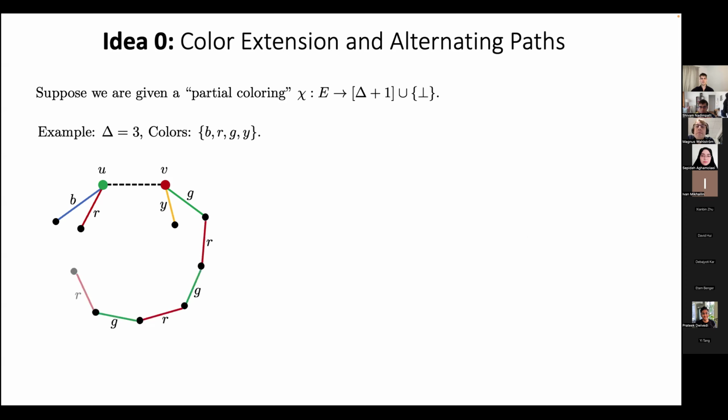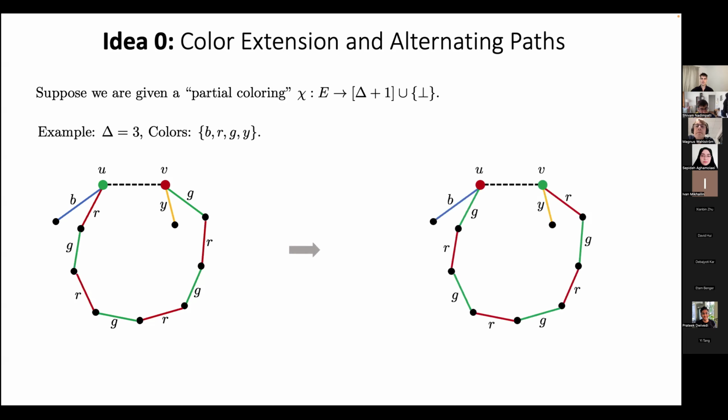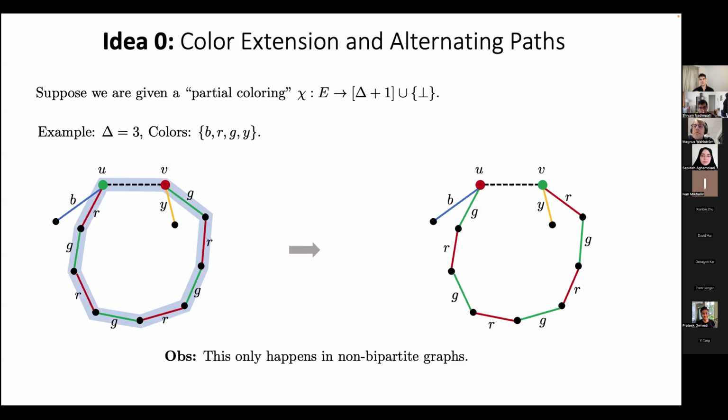The issue is that unfortunately, it might be the case that this path goes back to the other endpoint. In this case, when we flip this alternating path, we do make green available at V, but we also make it unavailable at U. We basically flip what the available colors are, and we can't then extend the coloring to this edge. But we can observe that in order for this to happen, we basically need to form an odd cycle. So this can only happen in non-bipartite graphs.